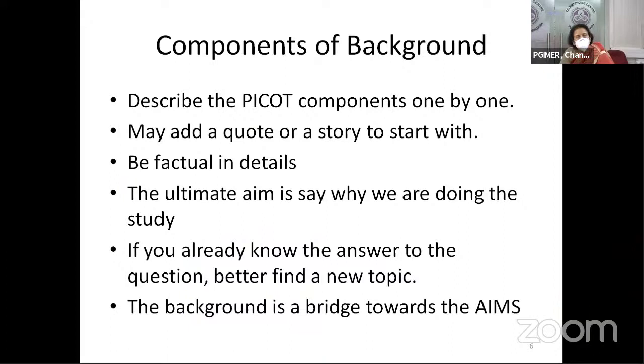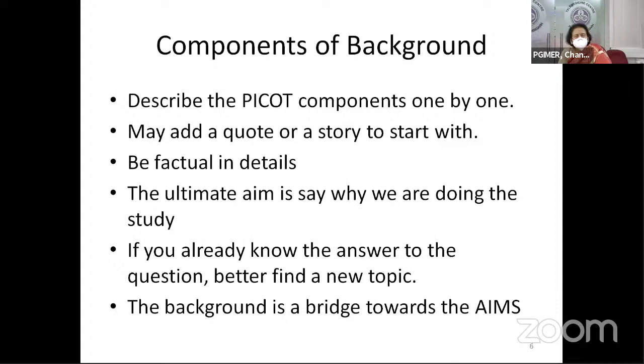So after you have described the PICOT, you have decided about the PICOT and you've written down on your paper, you must describe these components one by one in the background. For example, if you are worried about COVID, or if you're writing your project about COVID, you must write about this disease. If you're addressing children, then you must write about this disease in children.